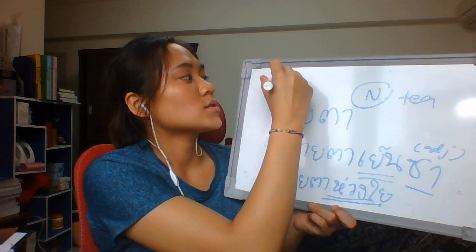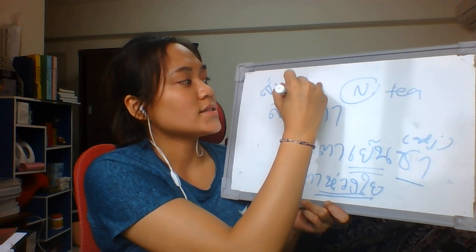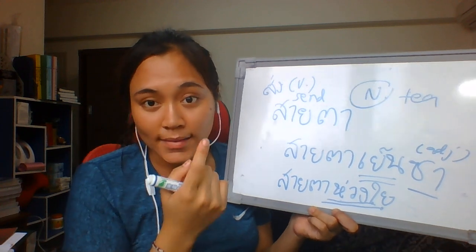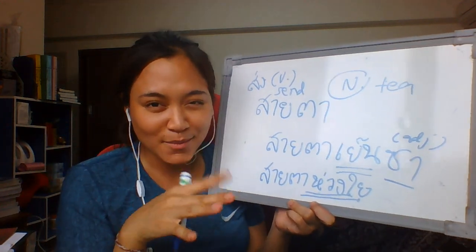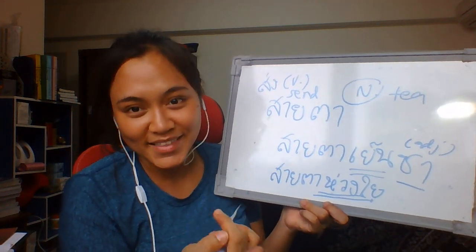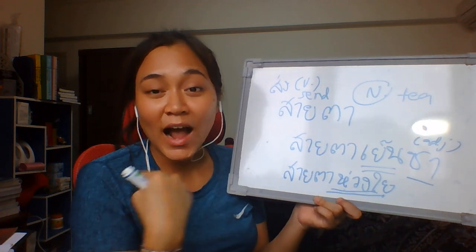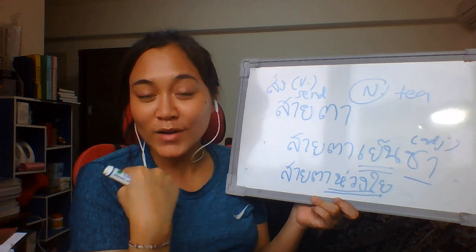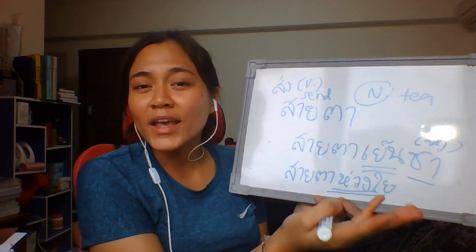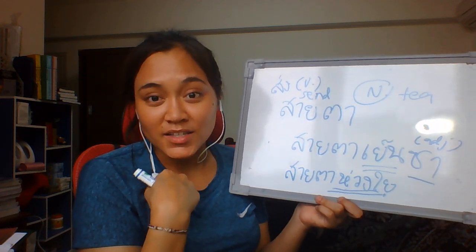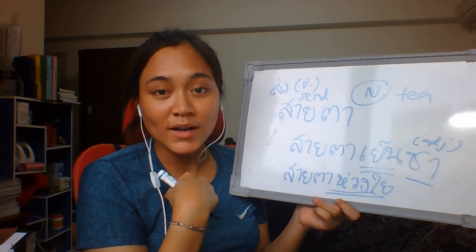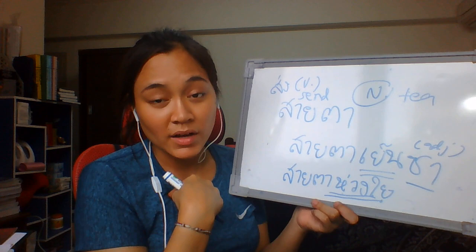Song sai ta. We use the word song, a verb, means to send. So you song sai ta to someone. Song sai ta means like, you know, you look at them and you send them some kind of, like the way you look at them. Song sai ta. For example, the way he looked at me makes me realize that he loves me.